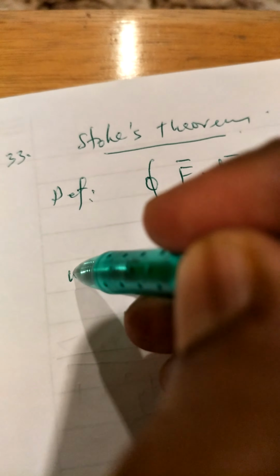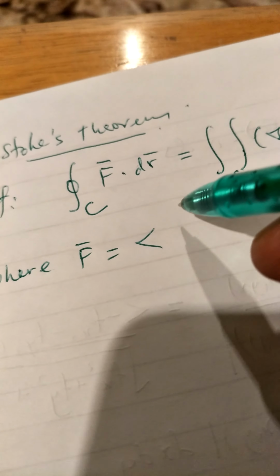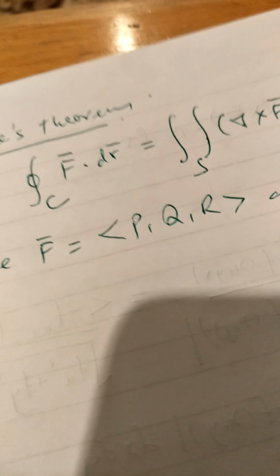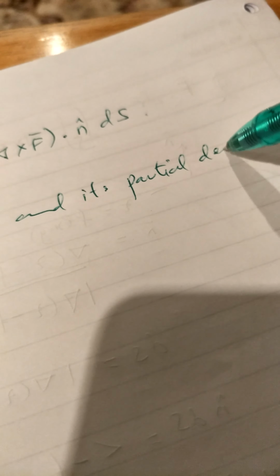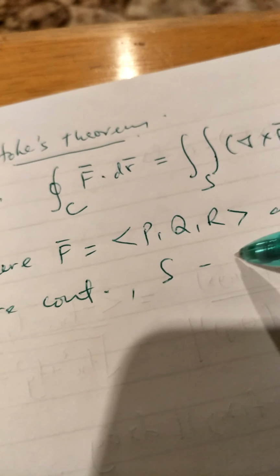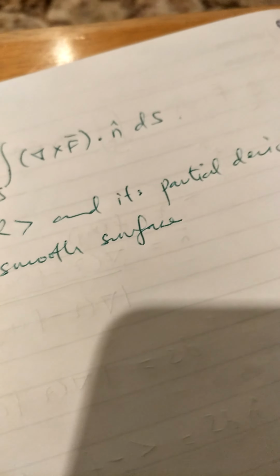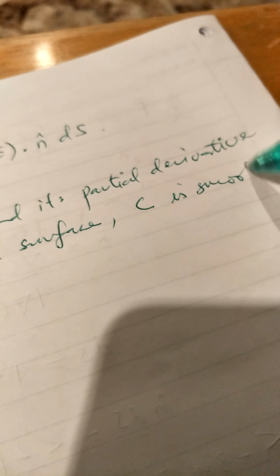where F is a vector field P, Q, R with components P, Q, R, and its partial derivatives are continuous, and S is a smooth surface, and C is a smooth curve.